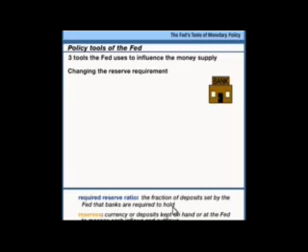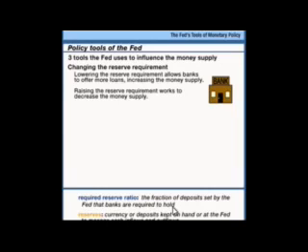So when the Fed tells banks that they don't have to hold as many reserves, banks are free to make more loans and create more checking accounts, and that increases the money supply. If the Fed increases the reserve requirement, then banks have to call in loans and destroy checking accounts and shrink the money supply. Now, the second tool that the Fed has available to it is changes in the discount rate.